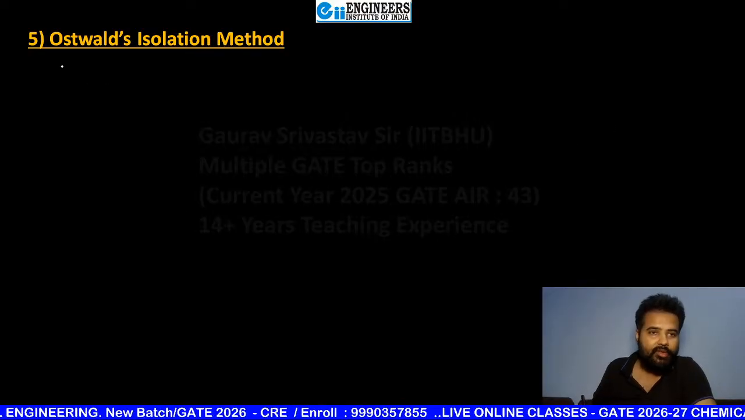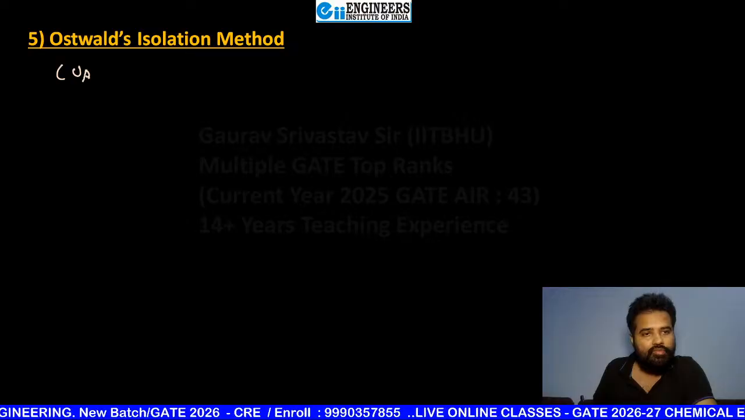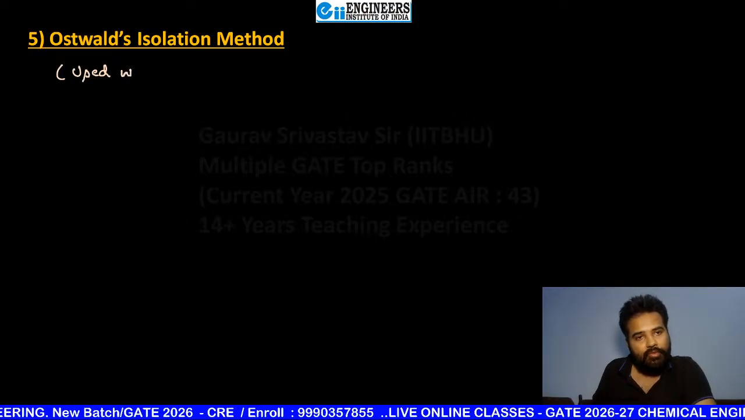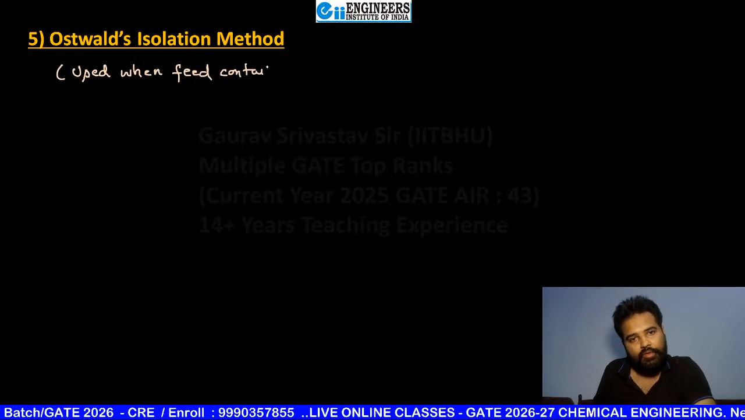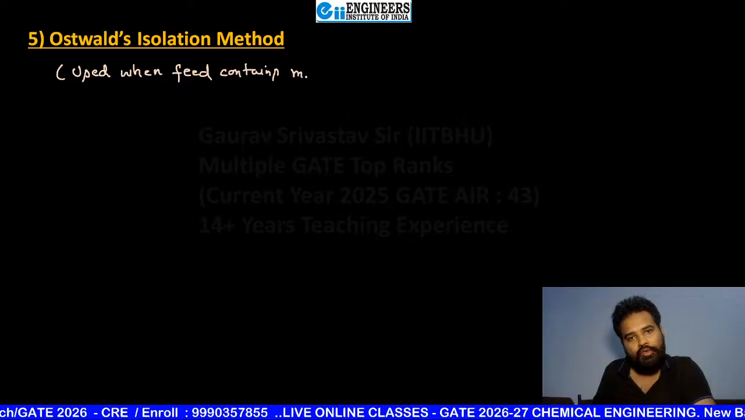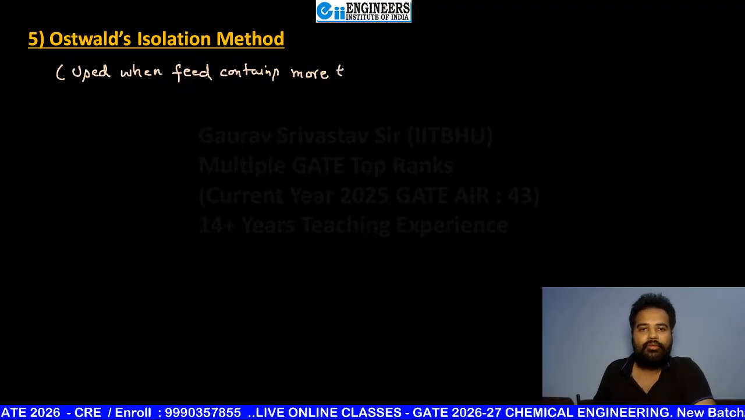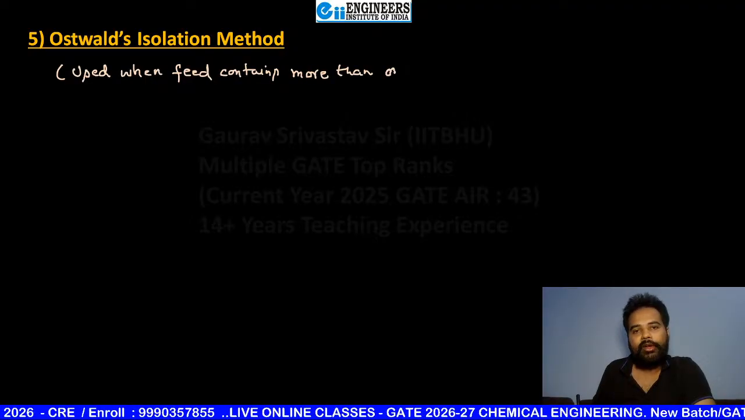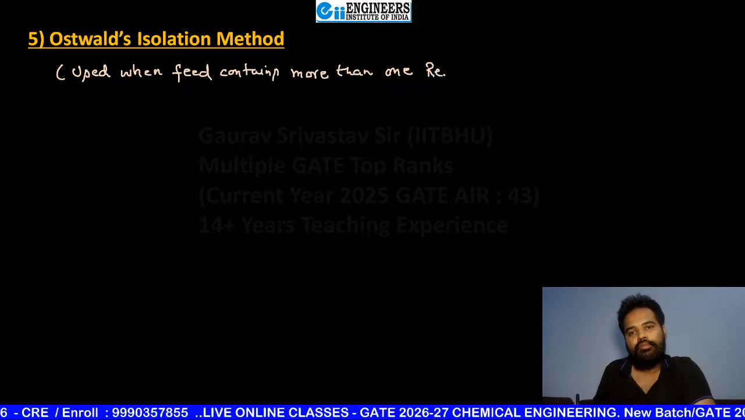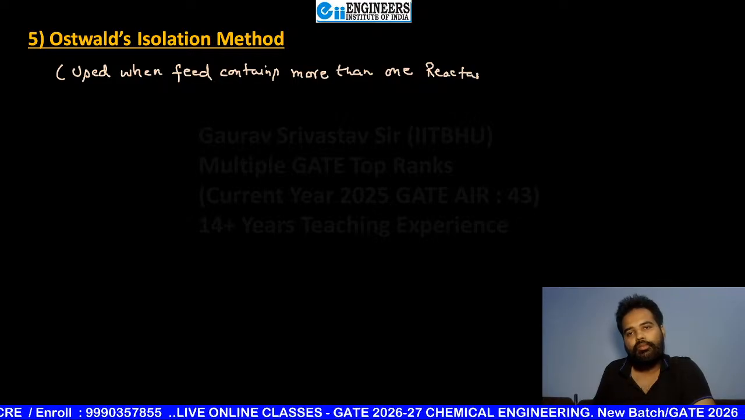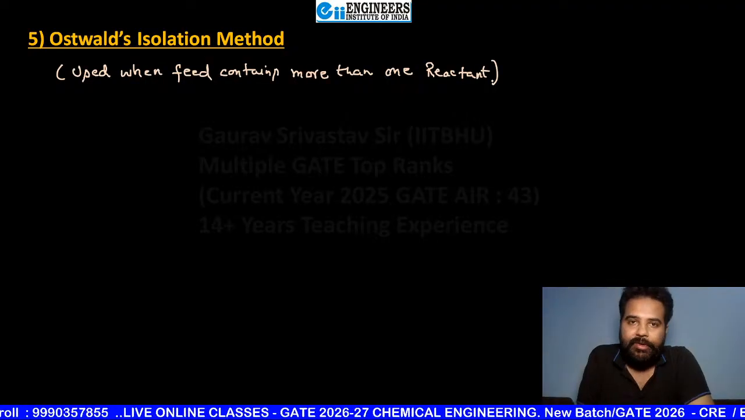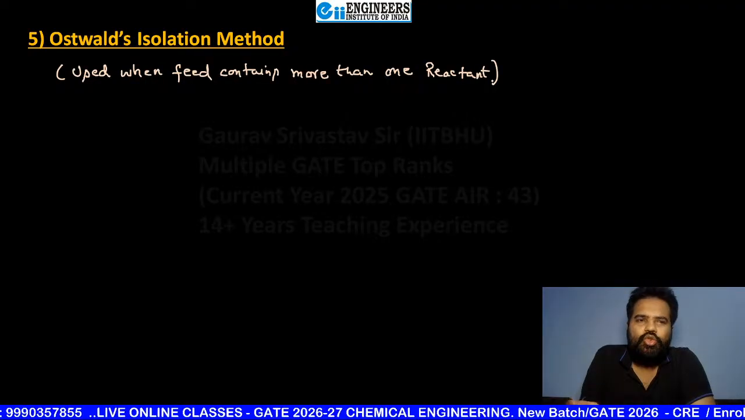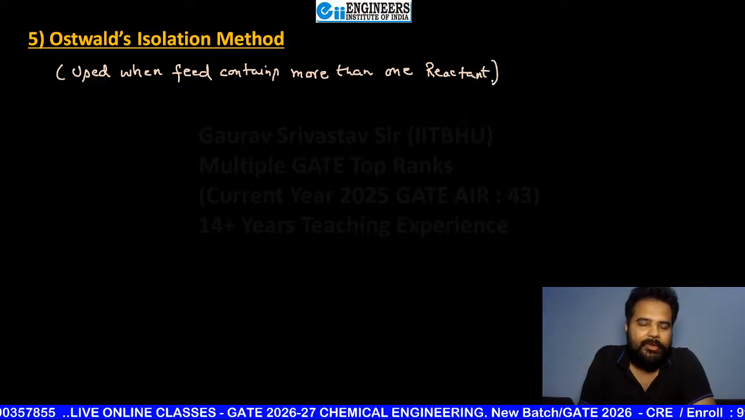So you can write here: used when feed contains more than one reactant. Okay, if more than one reactant is there in your feed. If a single reactant is there, no need to see this Ostwald's isolation method.